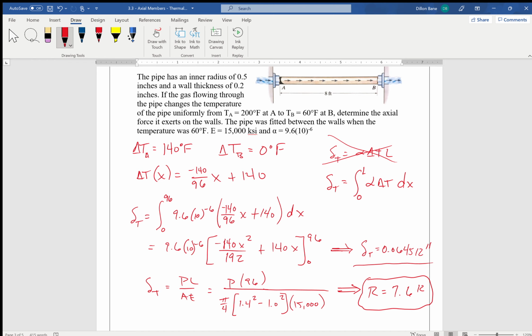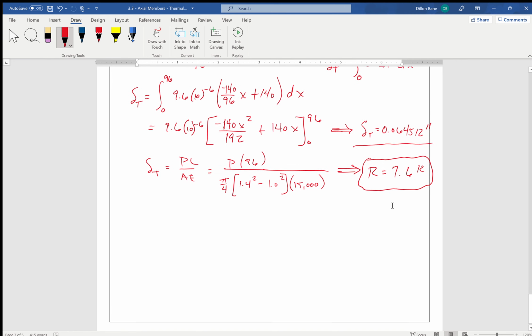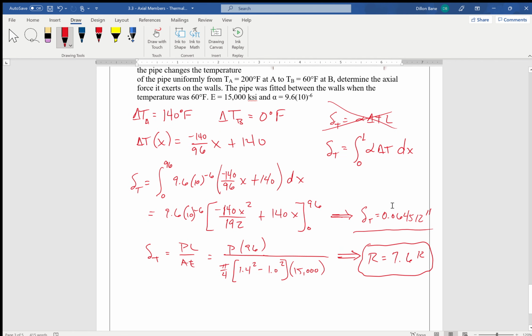Once you know this, you know the area of the pipe. You could also calculate stress on the pipe. You could calculate a lot of things now that the reactions are known. So that's all we're going to cover on the thermal expansion or thermal effects of axial members.